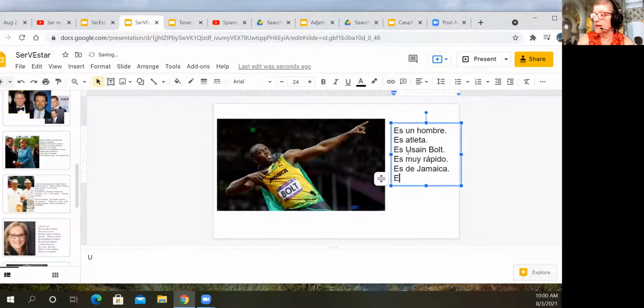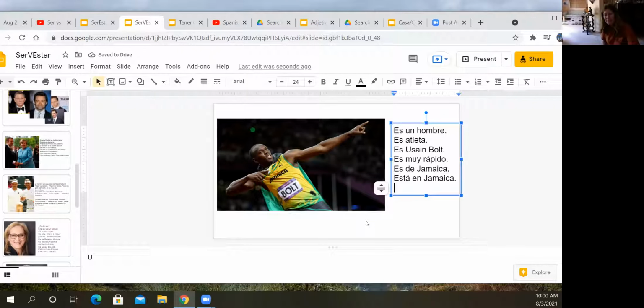Está, but if I want to say he is in Jamaica, because he's not in Tokyo, he's not competing, I would have to say está en Jamaica. Está en Jamaica, ¿bien? Okay. Está, I want to say he's excited because he just won, right? In this picture. Está emocionado. He's very excited.